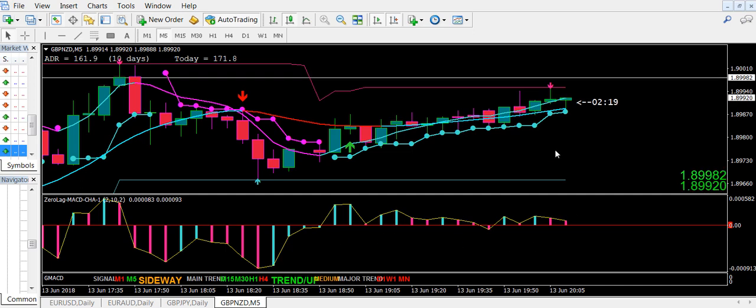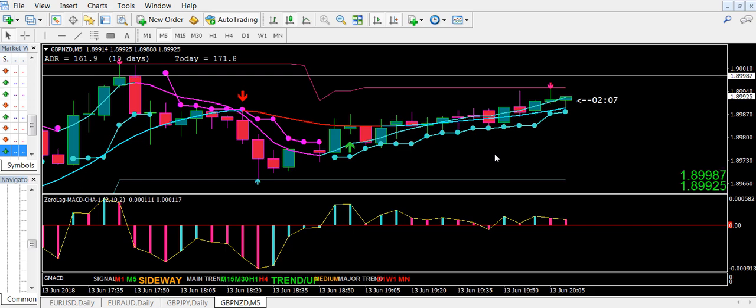And you'll be learning about divergence in the PDF with the training videos, and you'll be learning about trading retracements also.